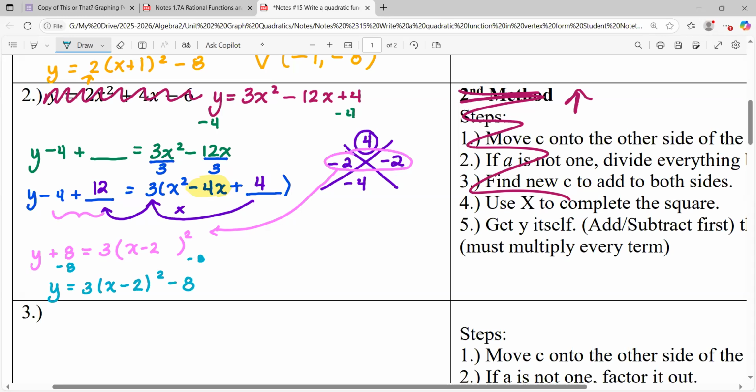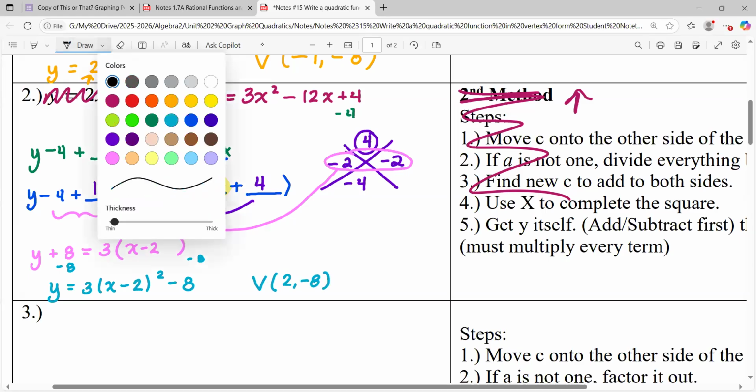Why is it called vertex form? Because I can look at it and tell you what the vertex is. Okay, so this is vertex form and it gives me the vertex. What's my vertex? 2, -8. Okay. You guys try this one, and then if you finish this one, Lavina, you can go.